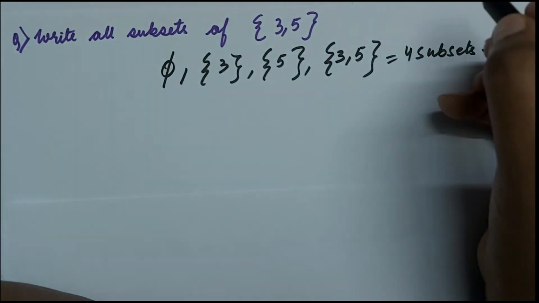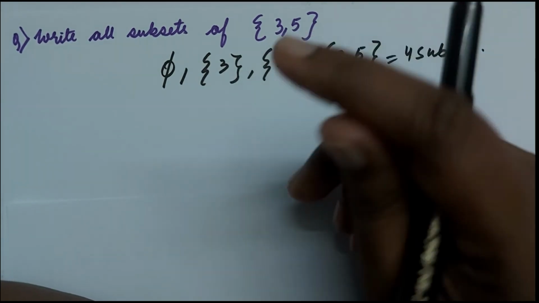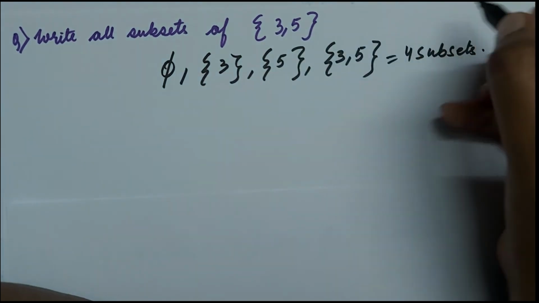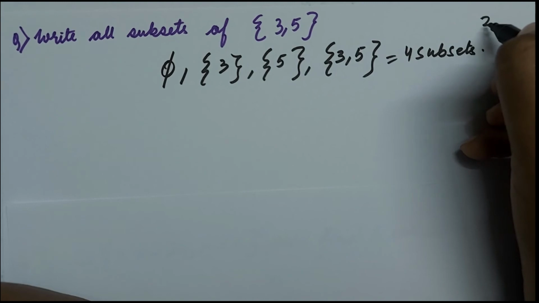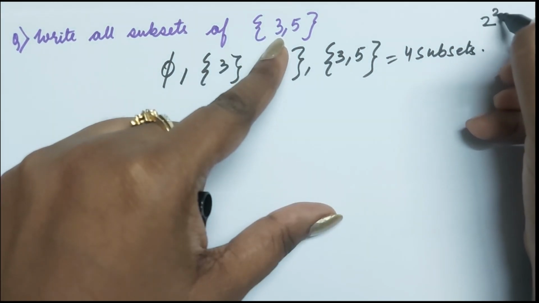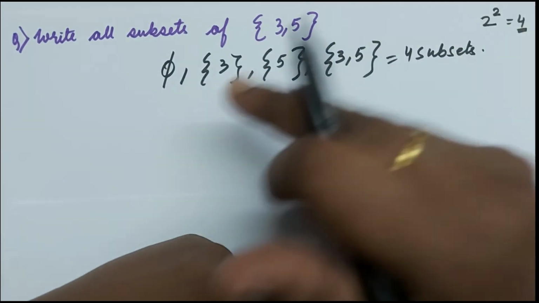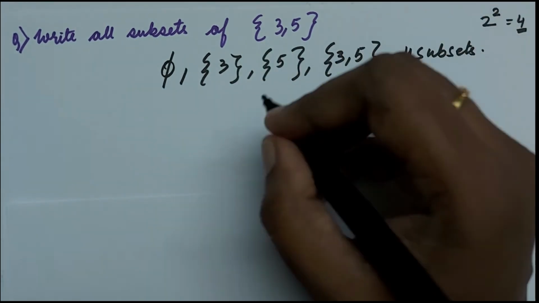Then there is also a formula, if you want to remember. Because there are two elements here, 3, 5, to know the number of subsets, we always use 2 to the power n, where n is the number of elements. So here we have 2 elements, so 2 to the power 2, that is 4 subsets, will be created. So here you can see 1, 2, 3, 4 subsets have been created.